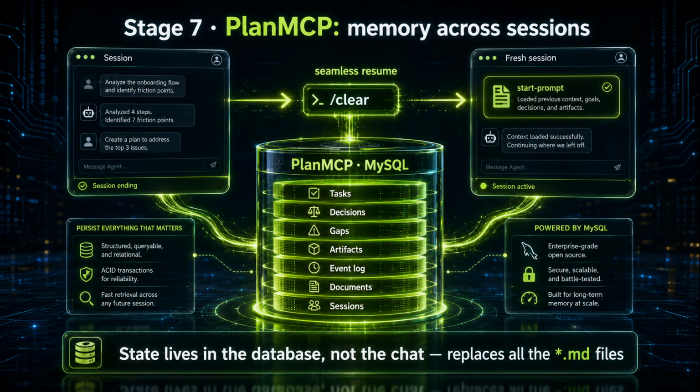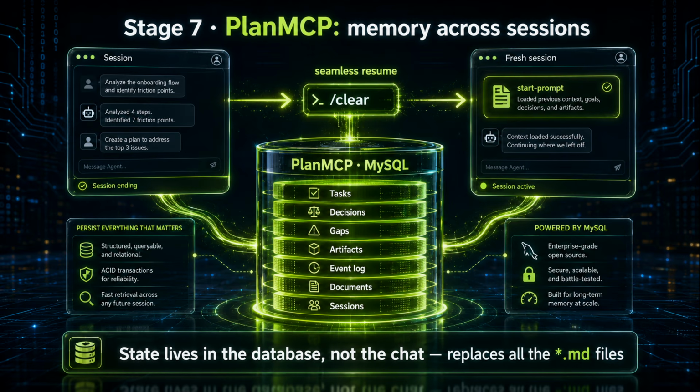The next module solves the Foundation's biggest problem once and for all, the missing memory. It's called PlanMCP. Anyone who works seriously with AI assistants knows the pattern. The session is going well, but the context window fills up. You write a summary into a text file, hope you haven't forgotten anything, and paste it into the next session. It works, sort of, but it's fragile and manual. PlanMCP replaces all of that.